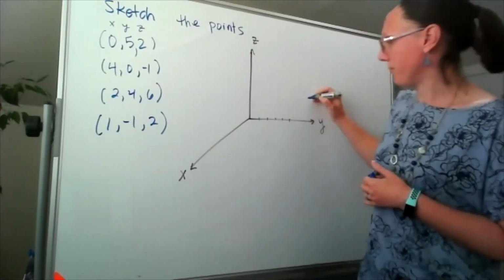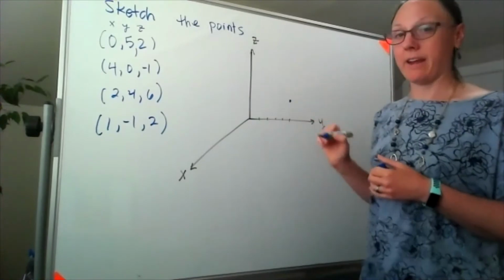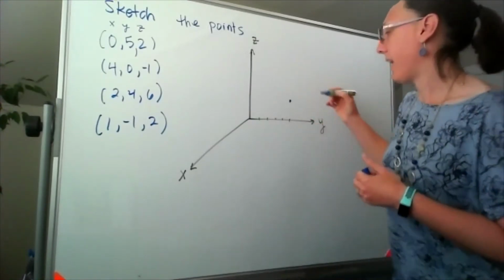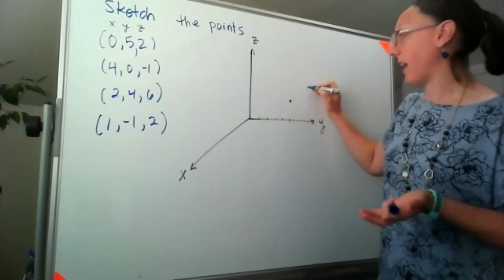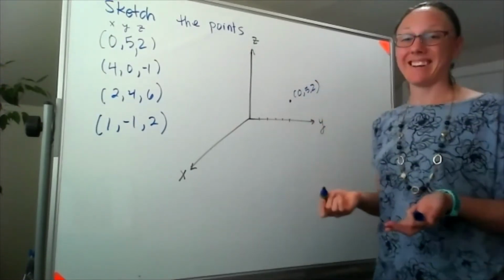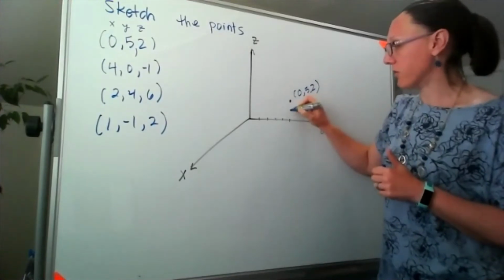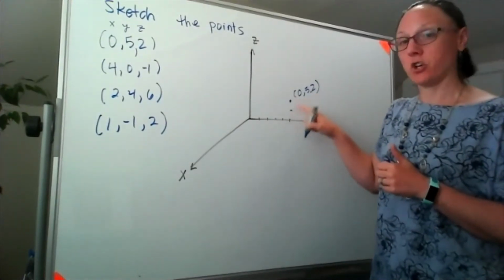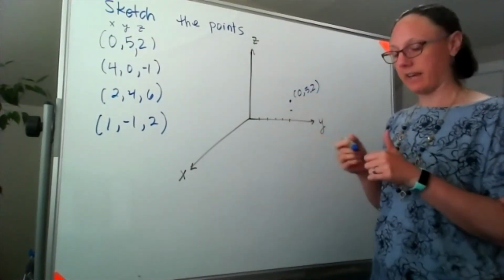1, 2. So my point would be right here, and I would label that (0, 5, 2). That's going to give me full credit. I've shown that I went over 5 and up 2 by writing those little hash marks to get there.